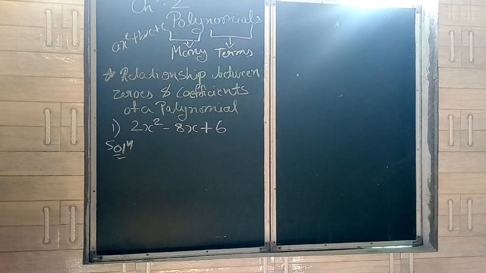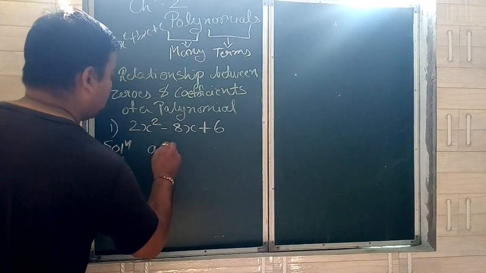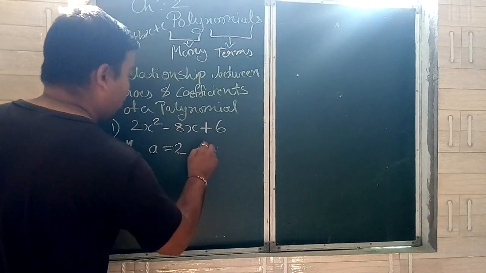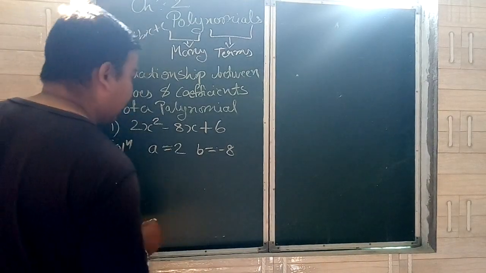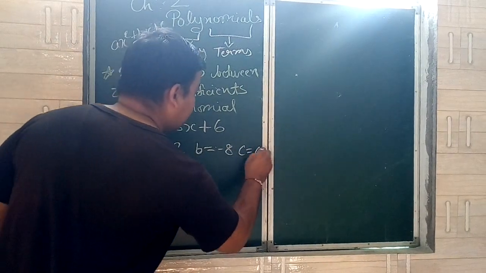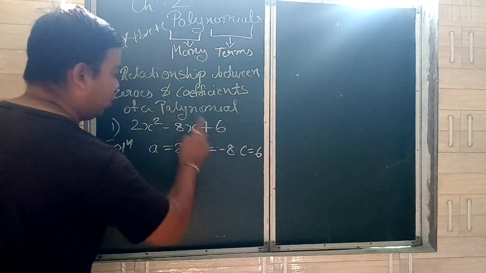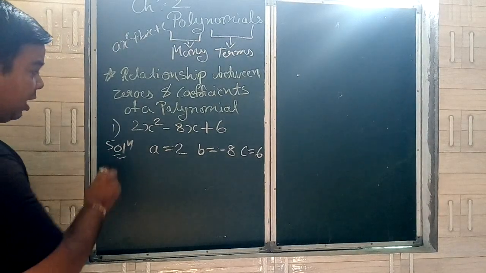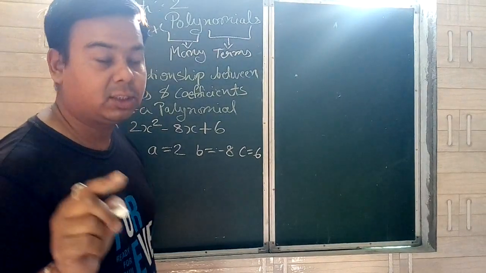So what is our a? A is equal to 2. B, what is your b? B equal to minus 8. And what is the last term? C. C is 6. Okay. A equal to 2, B equal to minus 8, C equal to 6. Now here we have to see how to solve. Relationship between the zeros. First, we find the zeros, meaning solutions.